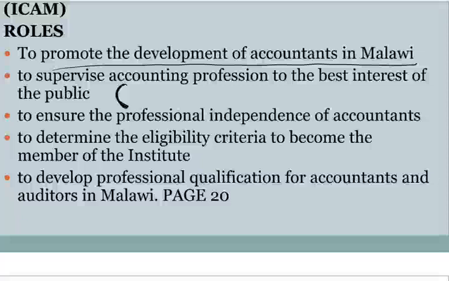So for you to be a diplomat accountant, what are you supposed to have? You need to hold a technician diploma certificate. You need to practice for at least 6 months and you have to apply. So those are the criteria. For you to be a chartered accountant, you need to qualify with any body, ACCA, ICAM, SEMA, and you have to practice for at least 3 years. So those are the eligibility criteria that have been set out by the ICAM. And to develop professional qualifications for accountants and auditors in Malawi. Other roles, you can find them on page 20 of our manual.